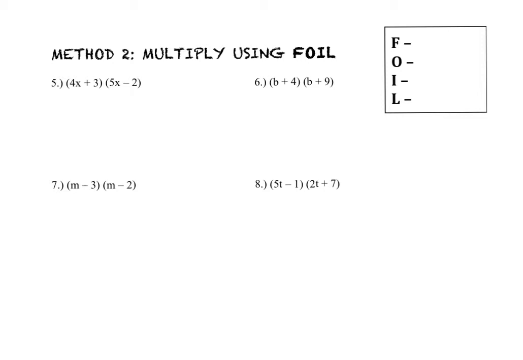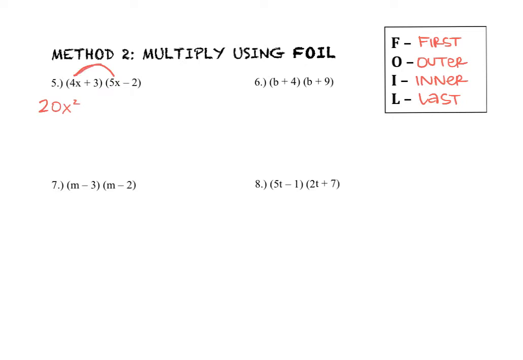So FOIL stands for first, outer, inner, and last. And this is going to tell us which terms to multiply and in which order. Okay, so we are first doing the first term in each binomial. So 4x times 5x would be 20x squared.